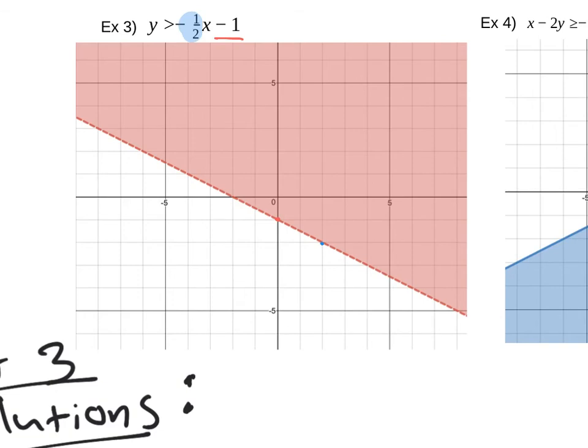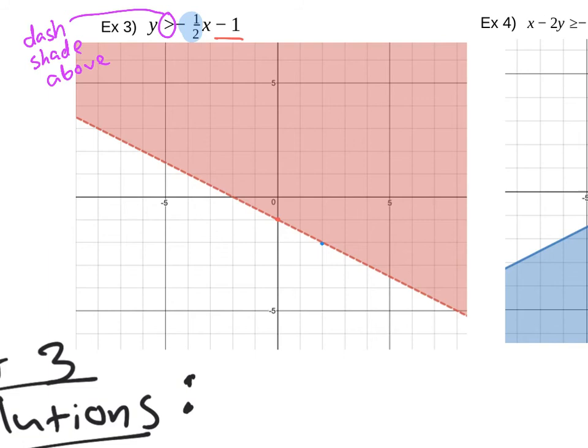All right, so then I go back to my equation and ask, how am I going to draw this line? Well, this is not equal to, so we remember this is going to be a dashed line. Any point on the dashed line is not a solution. And then we also see that it's a greater than, so we're going to shade above. And that's what we see on our graph here. It's shaded above.